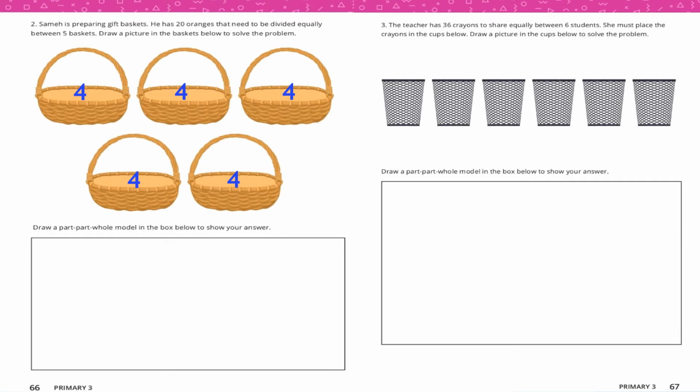Let's draw a part whole in this box to show our answer. We can draw a part whole model or write the division equation. 20 divided by 5 equals 4 oranges.